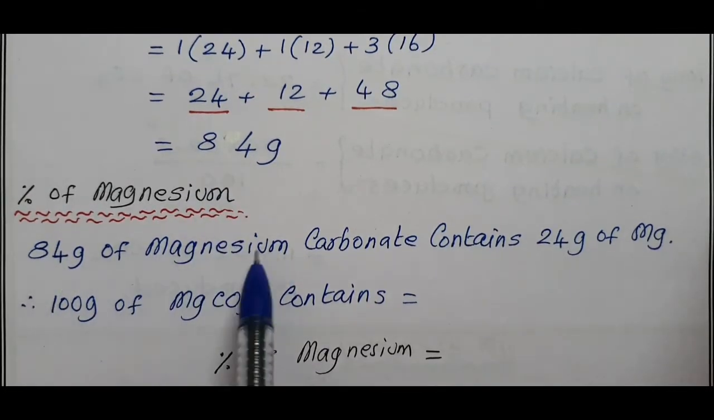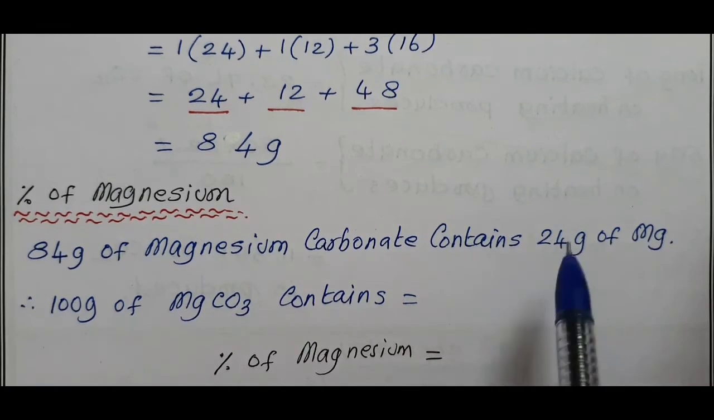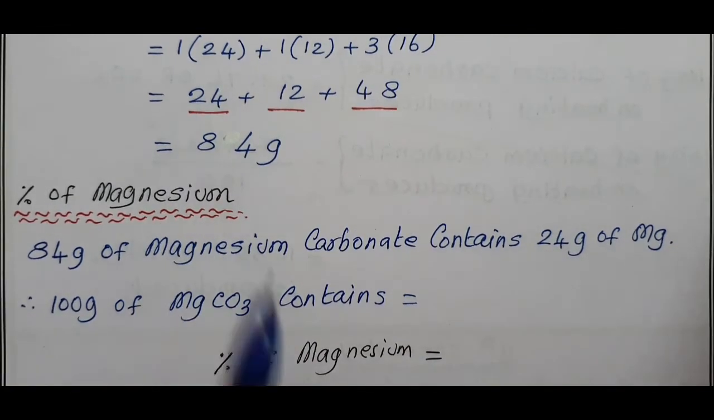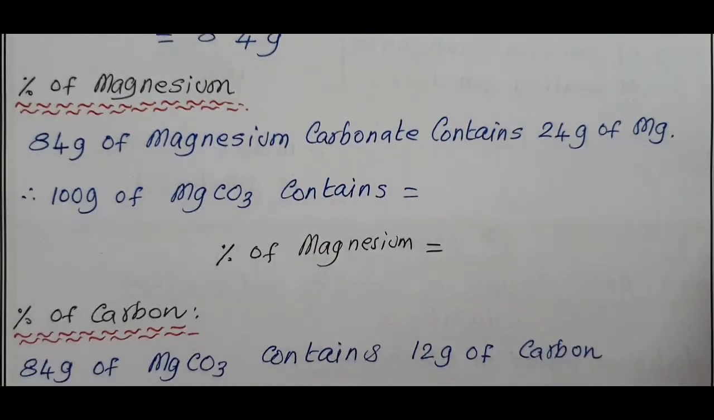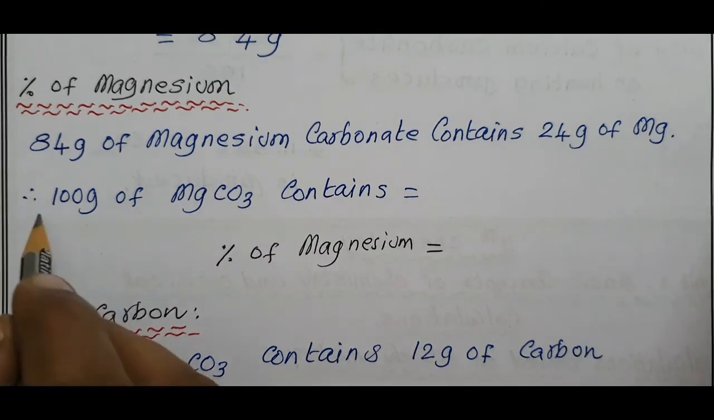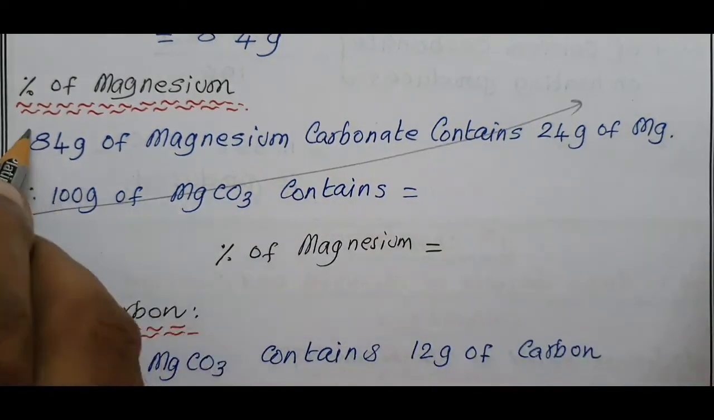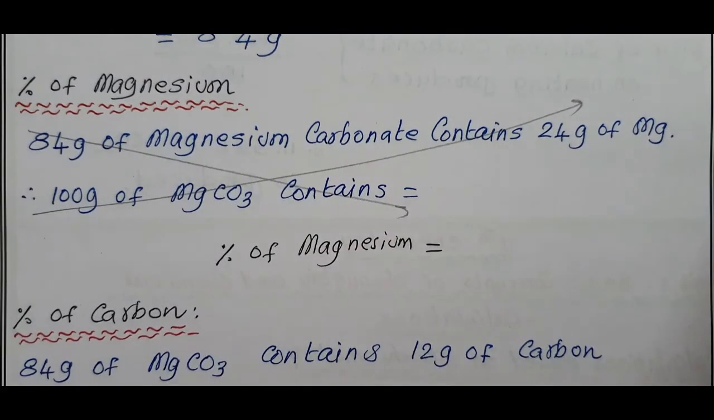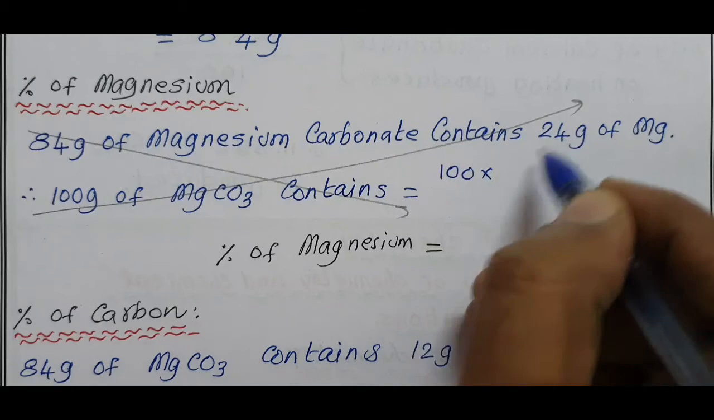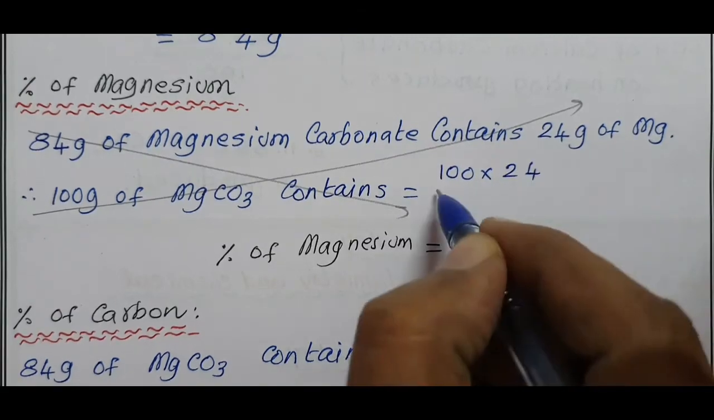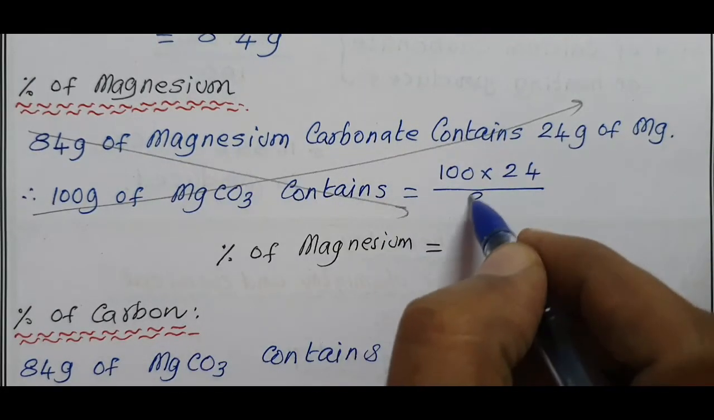84 gram of magnesium carbonate contain 24 gram of magnesium. To calculate the percentage, 100 gram of magnesium carbonate contain. As usual, cross multiplication divided by this value. So, 100 into 24 divided by 84.